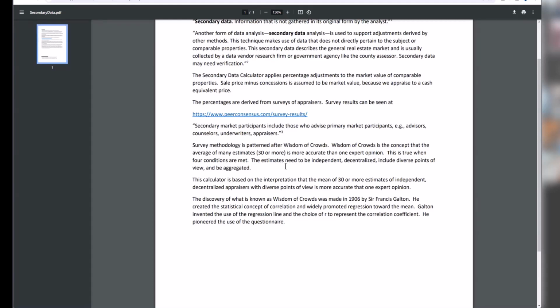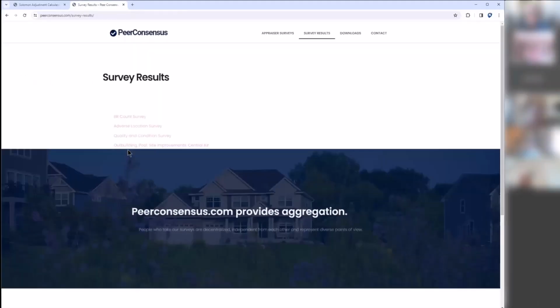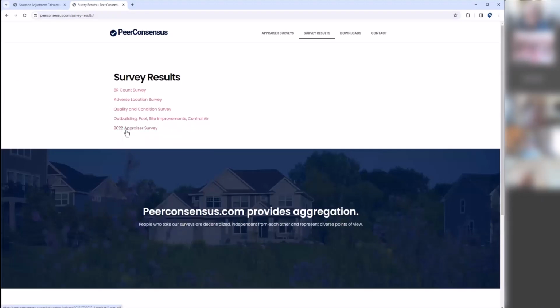The way he phrased it is that a group of non-experts, in our language, it would be a non-market expert of a local market, no market expertise, but they understand the question. The question has an answer that's a number. And if you combine 30 or more, you get a better result than if you just took one expert opinion. That's his whole premise. So here's the 2022 appraiser survey.